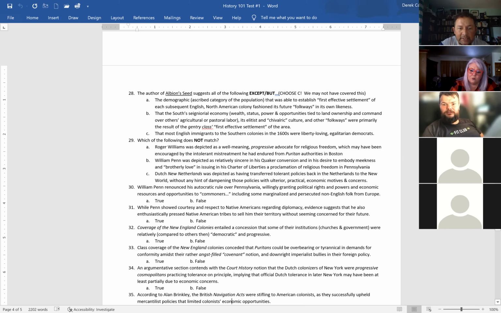Number 33, class coverage of the New England colonies conceded that Puritans could be overbearing or tyrannical in demands for conformity amidst their rather angst-filled covenant notion, and downright imperialist bullies in their foreign policy. And in the very next section, that's exactly the point I make, right? So remember, they're very exclusivist as to who they would allow to be a full-fledged church member, and hence a full-fledged citizen in their colony, by religious standards.